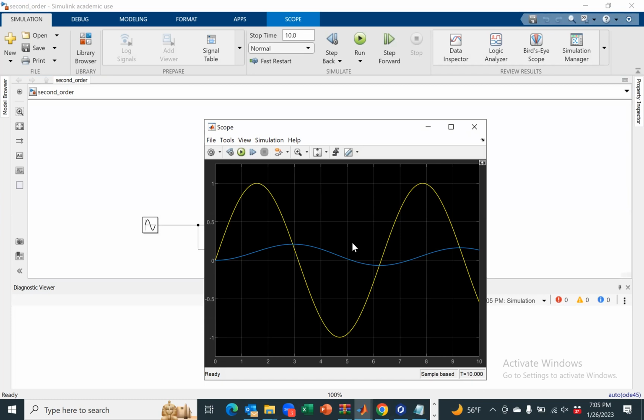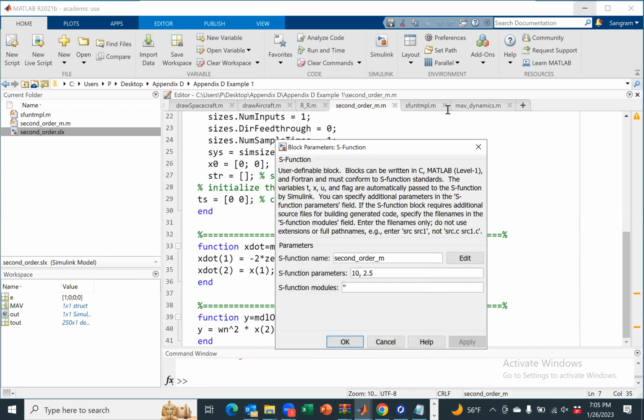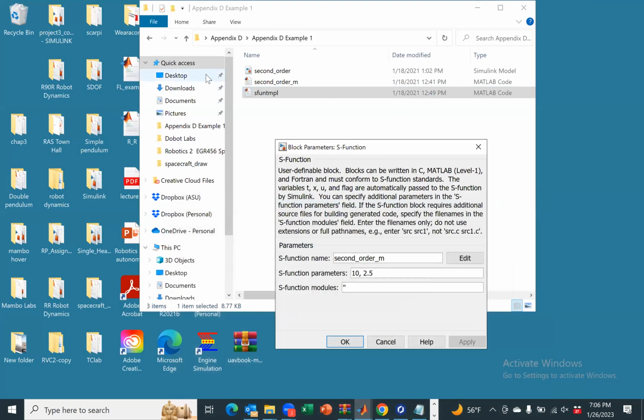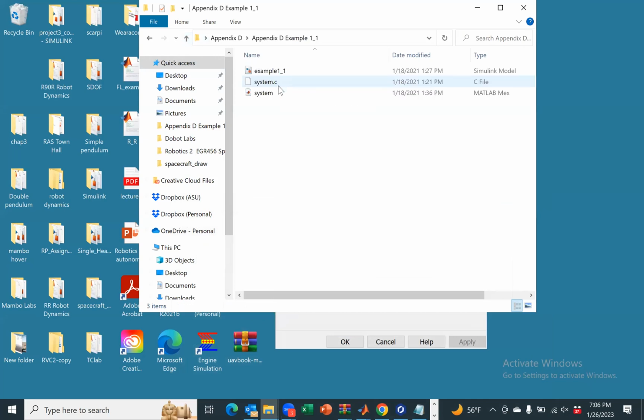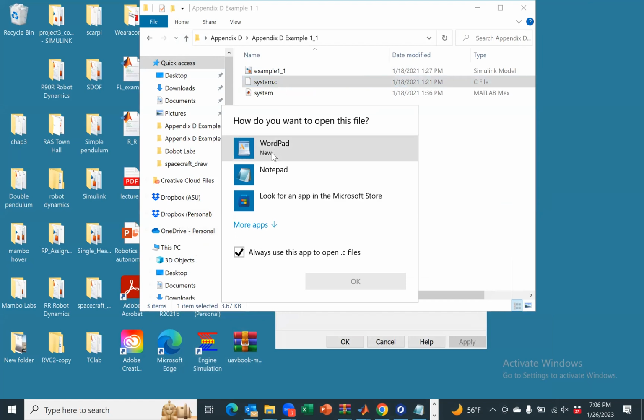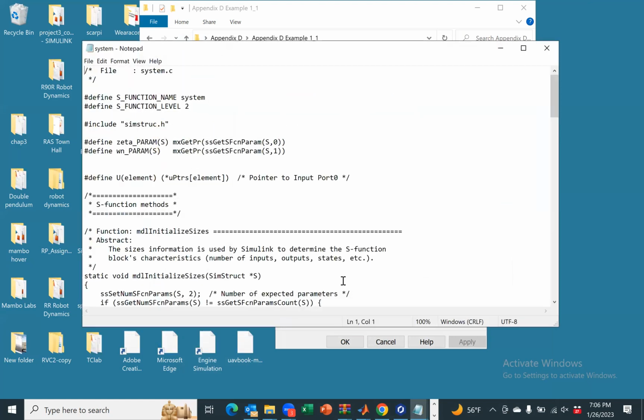So what I have done is I have created a MATLAB code, encapsulated that inside the S function, and then used that S function in the Simulink. There is another way of doing it. Imagine that you already have a C code, and you want to take that C code and convert it into an S function.